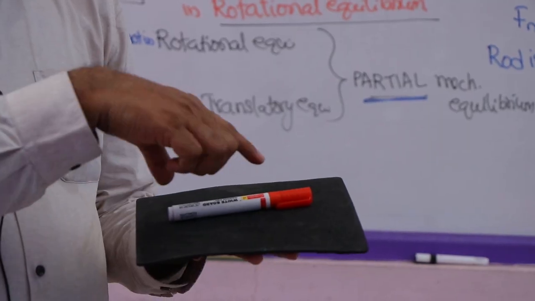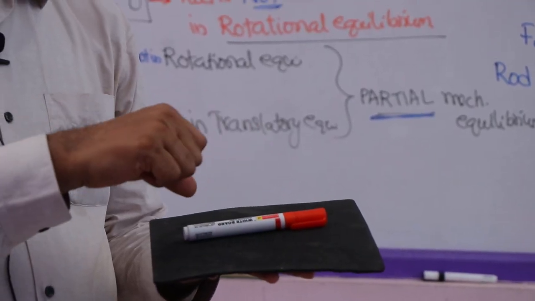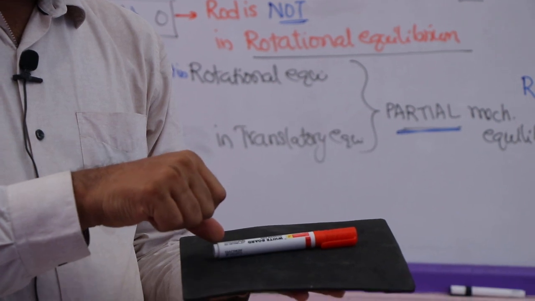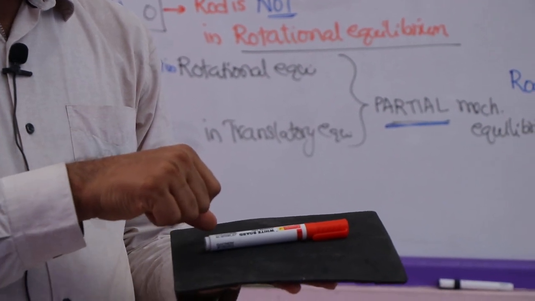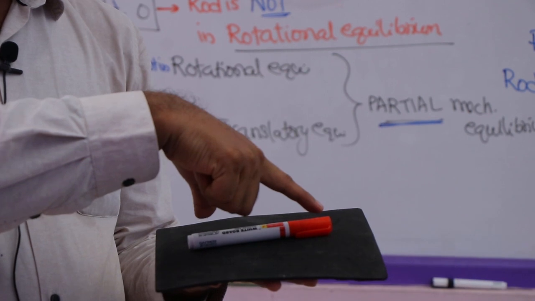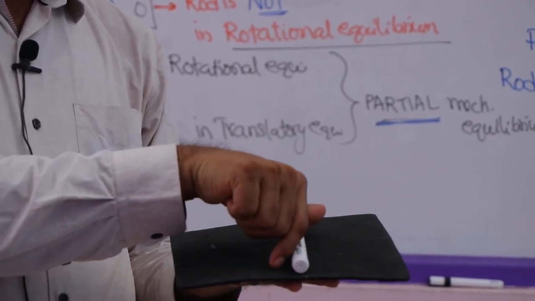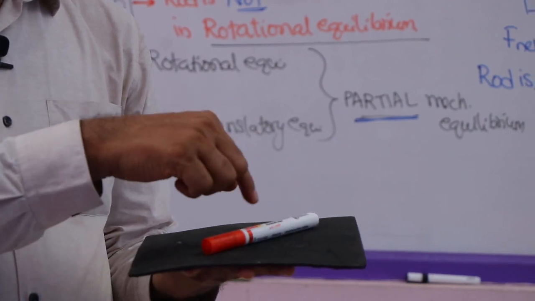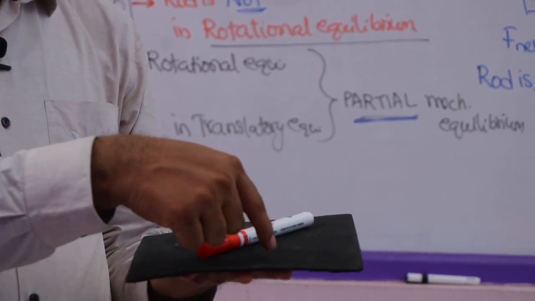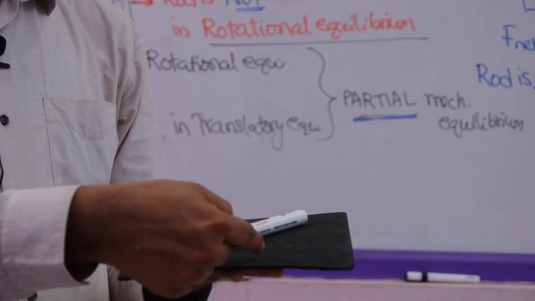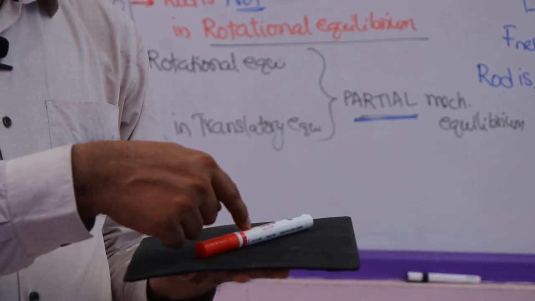Here, when I am applying two forces, see my thumb is applying force on this marker downwards, while the index finger is applying force in the upward direction here. So when I am rotating this one like this, here this rod is not fixed anywhere. It is not fixed to this one. Because of the friction between this pad and this one, it is in equilibrium.